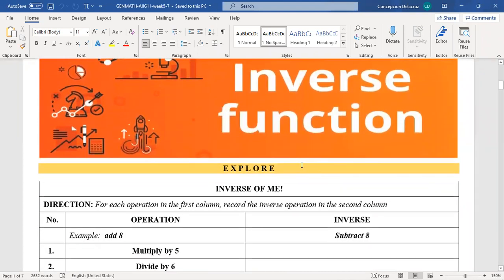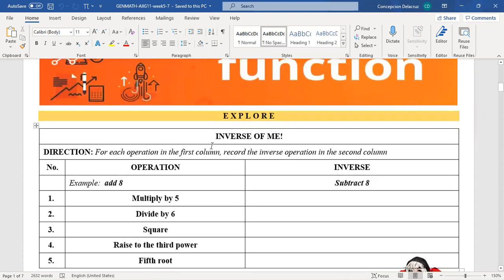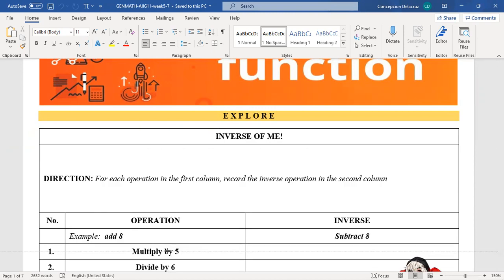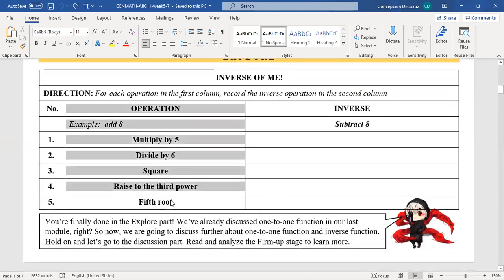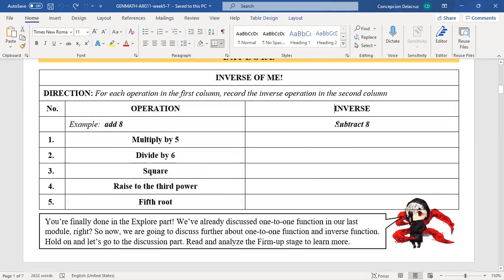In our Explore part, we have an activity here which is entitled Inverse of P. So for the direction, for each operation in the first column, this is the first column, record the inverse operation in the second column. So this is the second column. So for example, add 8. The inverse of addition is subtraction. So that's the inverse of this operation.